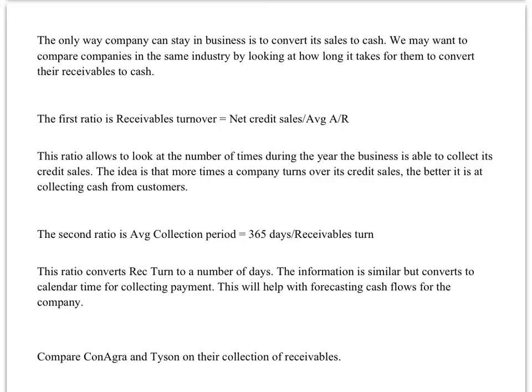Sales are great, but unless we convert them to cash, they're useless. Cash is going to be the ultimate. This is the only thing that matters. So the only way that we're going to be able to operate is to convert those accounts receivable to cash. And now every industry is different.